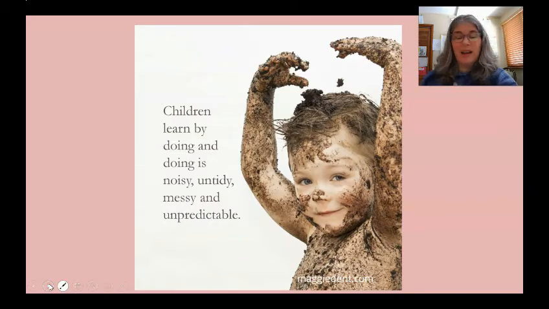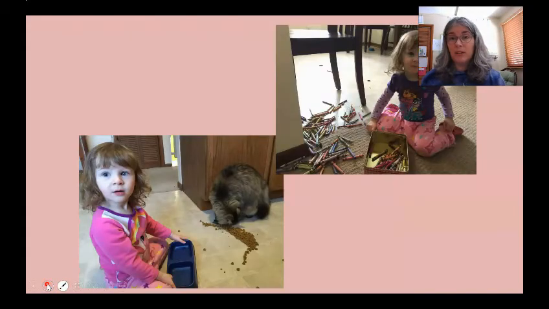Let me start with this. I found this online, and obviously it's quite relevant. Children learn by doing, and doing is noisy, untidy, messy, and unpredictable. Constructivism sometimes has a barrier, and that barrier is parents and teachers who want to keep things organized, on track, and neat and clean. So, for instance, these are pictures of my daughter when she was about 2 to 3. And in both instances, I walked into a mess, and my first inclination was to go, ugh, what's that mess for? But I tried to pause and ask her what she was doing.